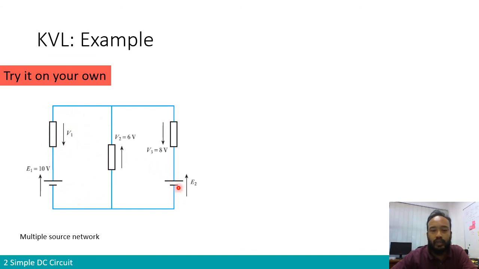And for E2, E2 is situated in this loop. You will be able to find E2 by writing KVL in this loop, because V2 and V3 are known and E2 is the only unknown. After you have done that, you could write your KVL on the outer loop and verify whether the values that you found for E2 and V1 conform with the KVL written for the outer loop. So let's have a look at the answer.